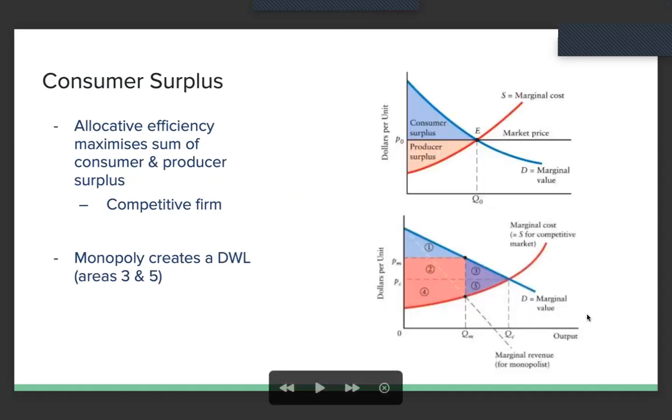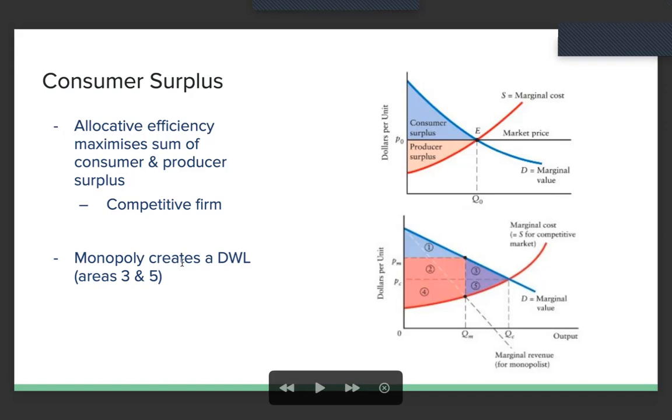Okay, so now let's look at consumer surplus. Remember again, the supply curve is just the marginal cost. In an equilibrium such as this, which is a perfectly competitive market, we maximize consumer and producer surplus, and the price P0 at the equilibrium is equal to the marginal cost, because it's the intersection of supply and demand. So the price at the equilibrium is what the marginal cost is at the equilibrium. So this is an allocatively efficient situation.